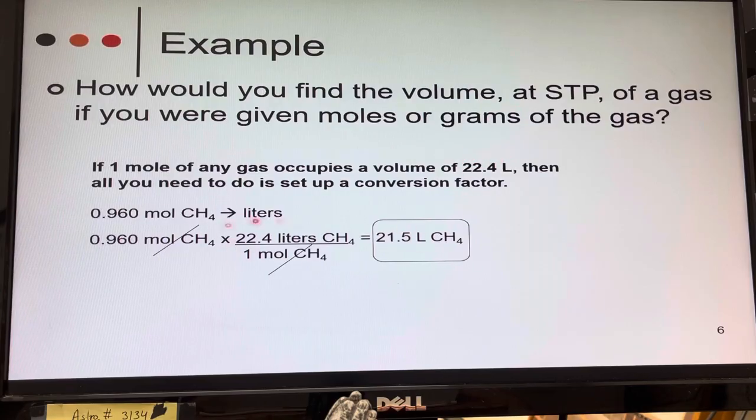So here's our conversion factor, 22.4 liters to 1 mole. I set it up with what I want on top. I want liters, so I put that at the numerator, and then I put that over 1 mole. Mole of methane cancels out. I multiply and I get 21.5 liters, and that's my answer.